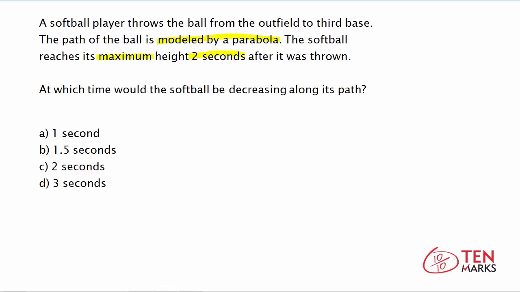If you want to start to visualize this, you would have a graph, and this is going to be very loosely drawn, where the y-axis is height and the x-axis is time. As time is increasing, you're going from left to right in this graph. Let's talk about what kind of path this would have. If it's modeled by a parabola, let's just say that 2 seconds is right here on this graph. This would be 1 second and this would be 3 seconds. Now the height is arbitrary. It doesn't matter how high it goes. We're just saying that there is a maximum at 2 seconds.